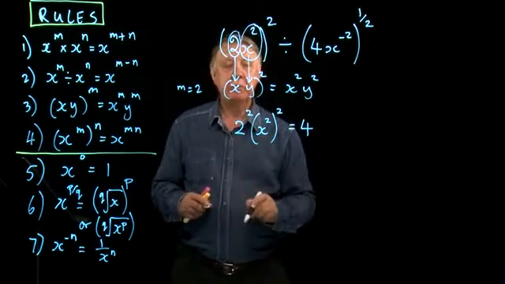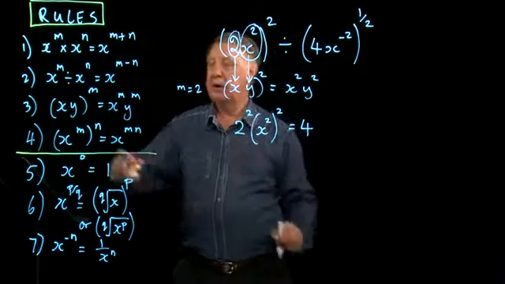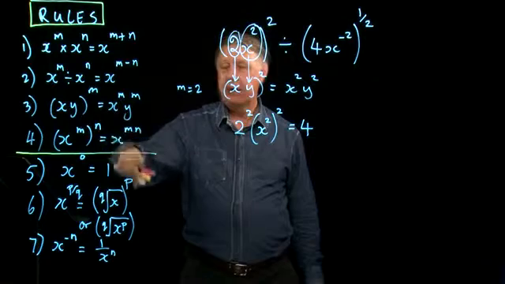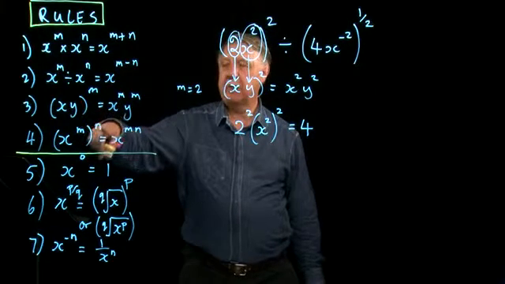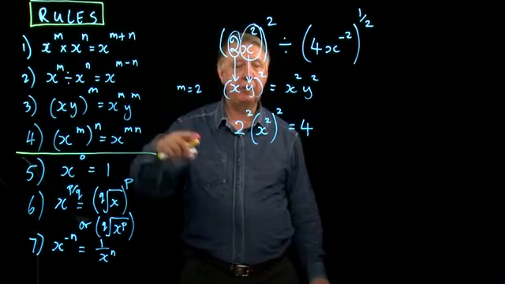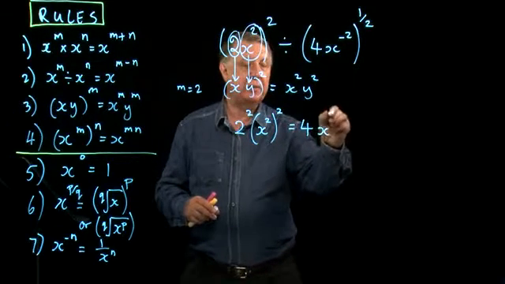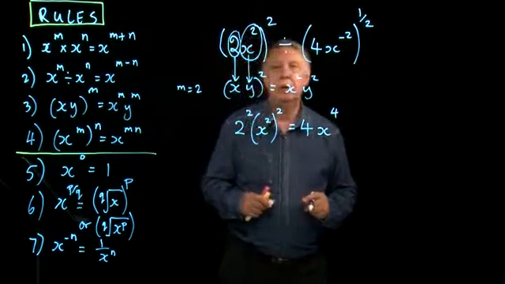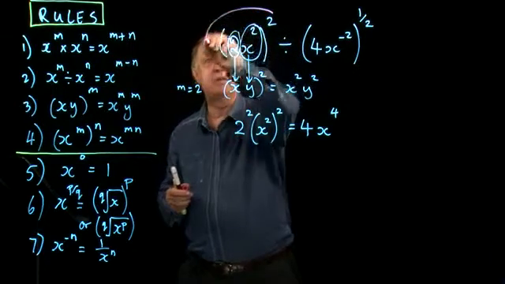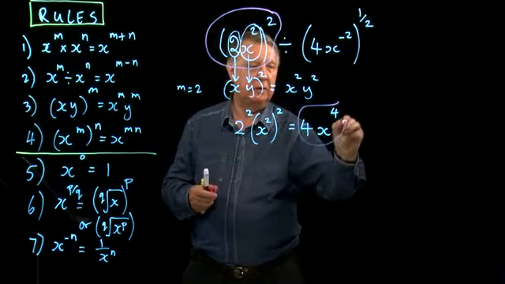Now look what we've got, because I've now got a power raised to a power, which is rule 4. And rule 4 says if I have a power inside a bracket and a power outside a bracket, in this situation, I multiply those powers together. So x squared, squared is x to the power 4. Okay, so let's make that a nice colour. So I've dealt with this, and I've turned it into that.